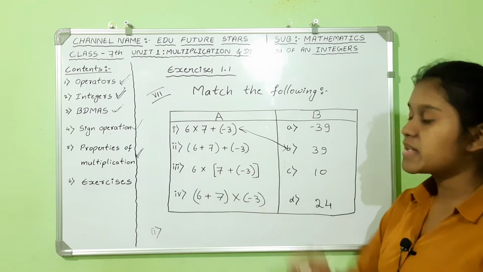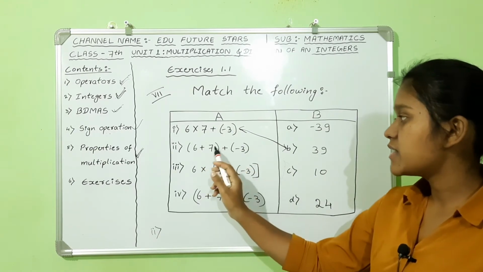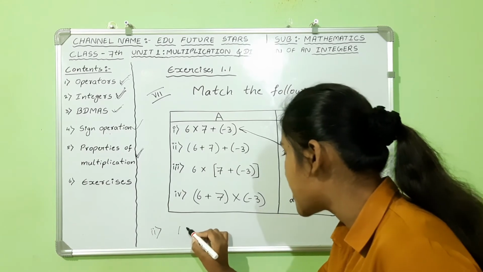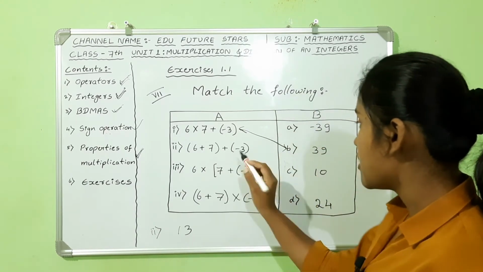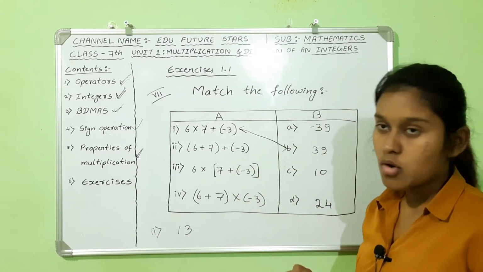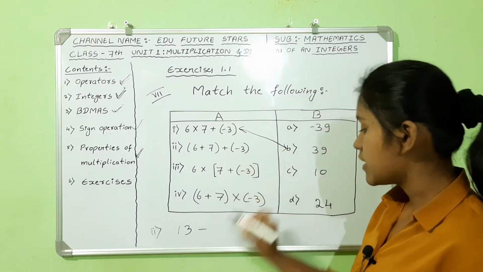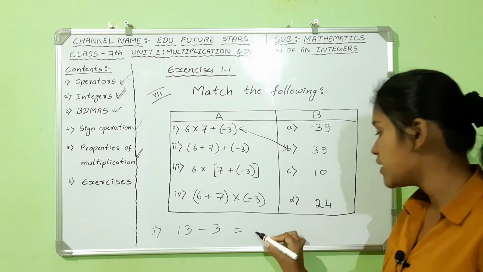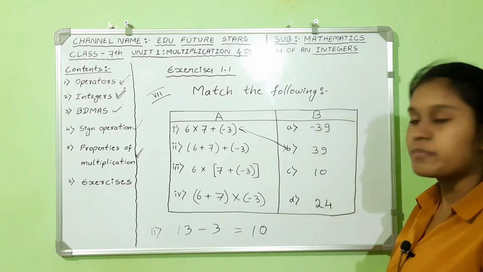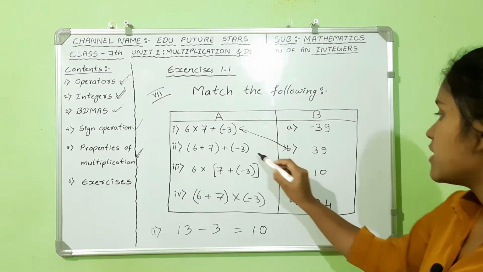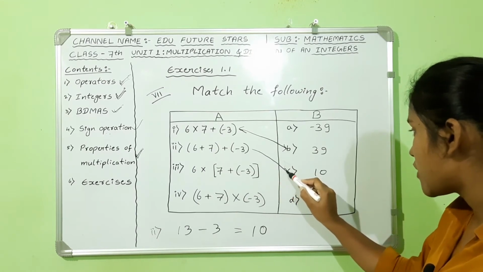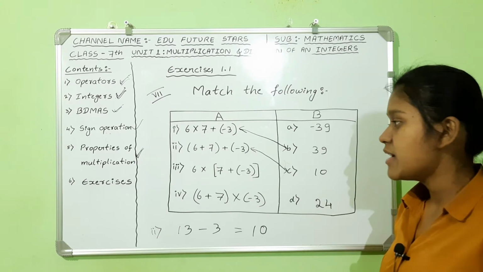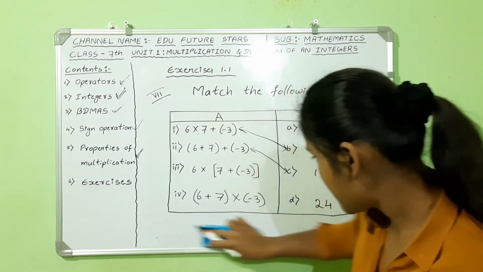See here, we have 6 plus 7. What is 6 plus 7? It becomes 13, right? So let's write the 13 over here. Positive into negative is what? Negative 3. So what is the answer? 13 minus 3 is what? 10, right? Where is our 10? 10 is C. Okay, the second one is also completed.